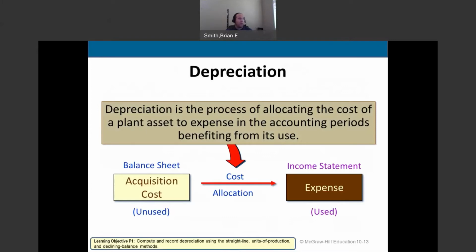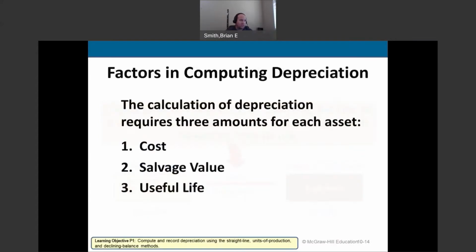But the bottom line is once we have our acquisition costs, the idea is that we need to show what we use each accounting period. We can't just expense the entire amount in one accounting period because we expect to use it for more than just one. So we need to allocate that cost, and the way we do it is we calculate our depreciation. Our depreciation is going to be its cost minus its salvage value. I'm just telling you the straight line depreciation method. We need three things: cost, salvage value, useful life.